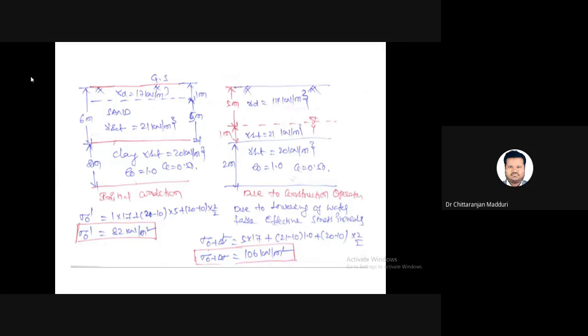Due to construction operation, the water table is lowered. So now again we need to consider the effective stress. Here effective stress equal to 5 into 17, as up to 5 meters there is no water table, plus beyond 5 meters the soil is submerged in water. For sand layer the remaining depth is 1 meter. So gamma dash into Z, 21 minus 10 into 1 meter, plus we need to consider up to center of the clay layer only. So 2 meters by 2 equal to 1 meter into gamma dash, gamma dash equal to 20 minus 10. So sigma naught dash plus delta sigma equal to 106 kN per meter square.